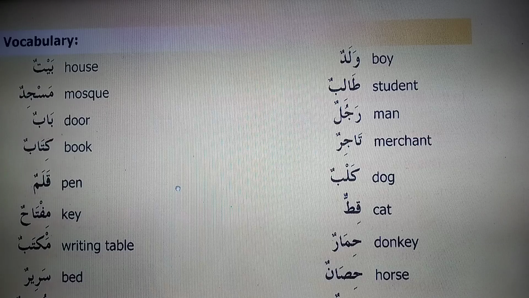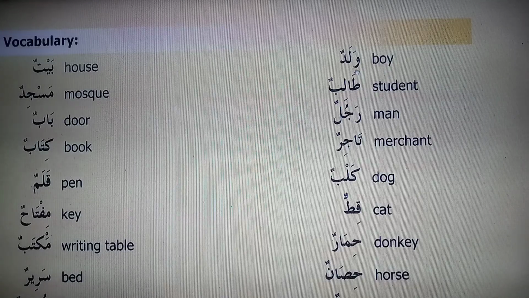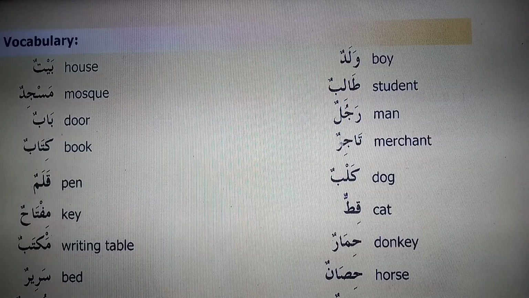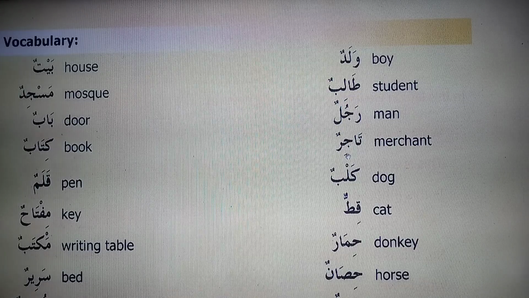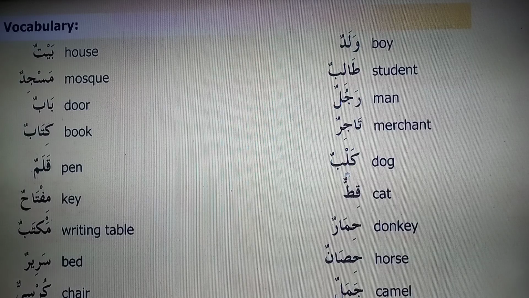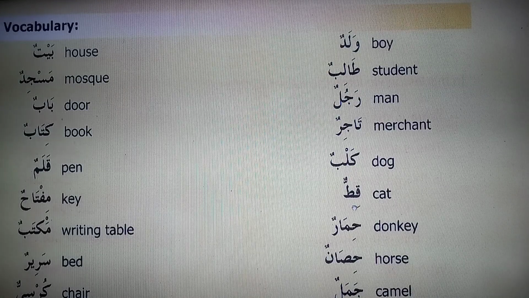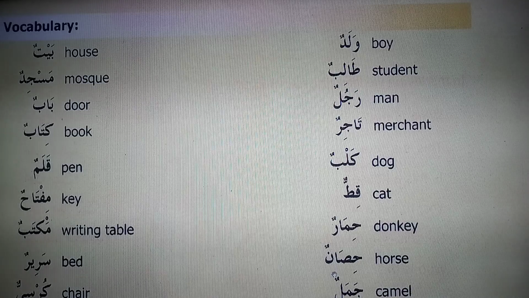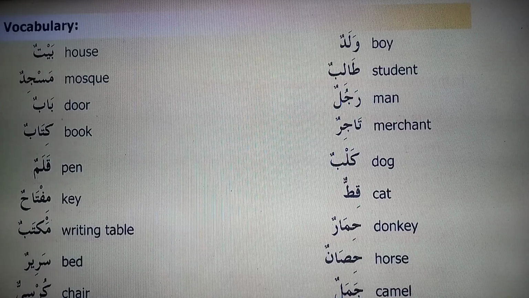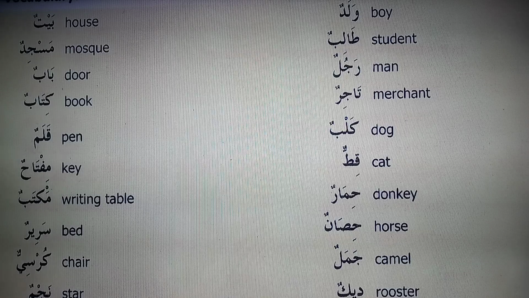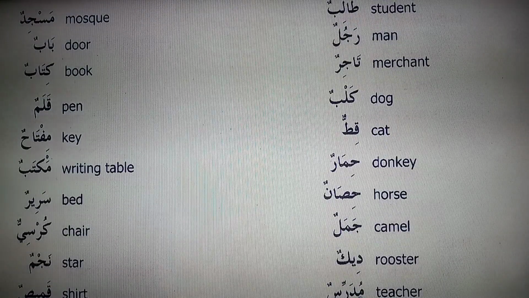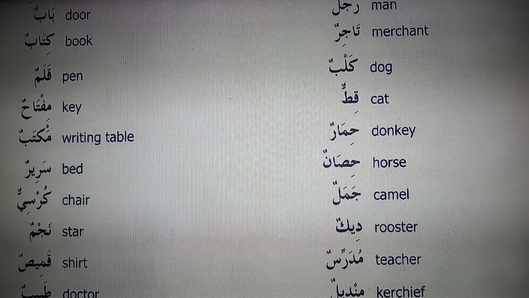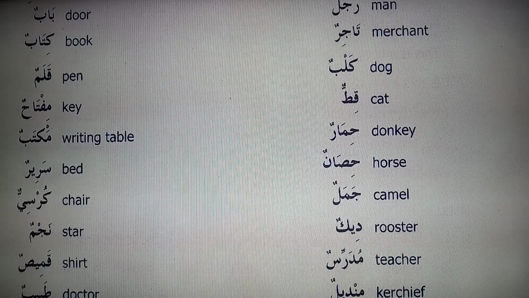Otherwise, in Arabic, we always start from the right. And then over here, we have Waladun, which is a boy, Talibun, a student, Rajulun, a man, Tajrun, a businessman, a merchant, then Kalbun, a dog, Qittun, a cat, Himarun, a donkey, Hisanun, a horse, Jamalun, a camel, Dikun, a rooster, and then Mudarrisun, a teacher, Mindilun, the handkerchief.